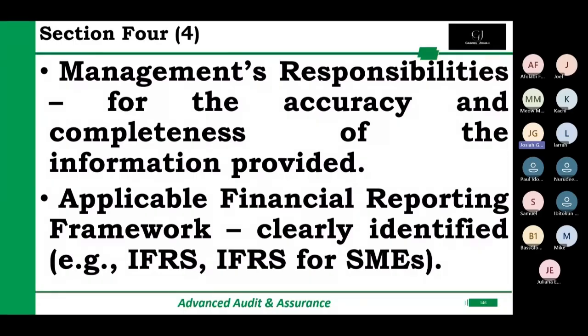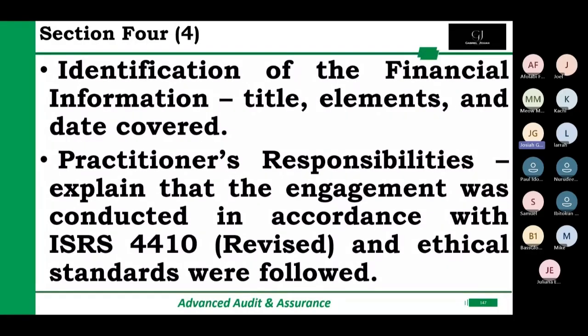So the applicable financial framework has to be stated also in the report, whether it's IFRS global or IFRS for SMEs or US GAAP or the local GAAP of that applicable jurisdiction, whatever it is, needs to be stated clearly. Also, identification of the financial information around the title, the owner of the report, the elements, what he used that guides the report and the work done, and also the date covered, speaking to the scope. What is the coverage? How many months, how many years, what period are they compiling the engagement or the report on?